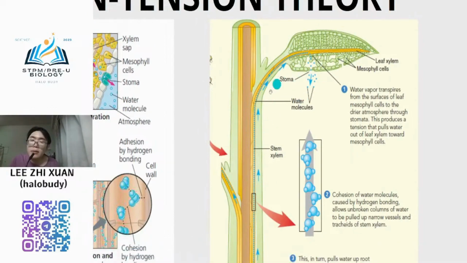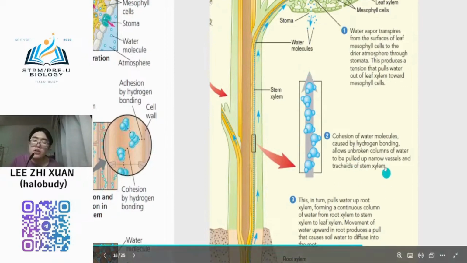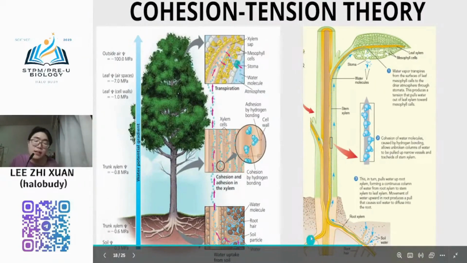So this is the basic concept about the transpiration pull. Okay, so this is the basic concept. So in the examination, it will come out like this. You need to explain all the things that I mentioned just now. Okay.